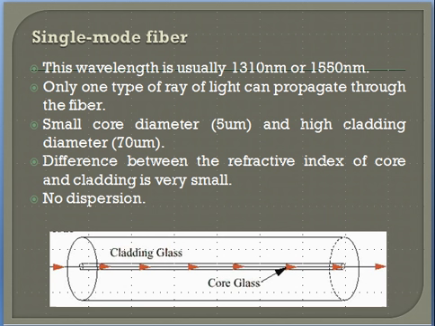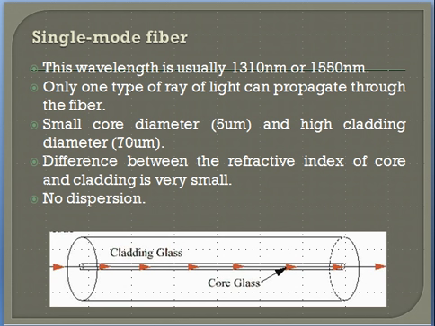The single mode fiber is usually of a wavelength 1310 nanometer to 1550 nanometer. In single mode fiber, only one type of ray of light can propagate through the fiber, and this type of fiber has a very small core diameter, a size of 5 micrometer, and a high cladding diameter of 70 micrometer, and the difference between the refractive index of core and the cladding is very small.